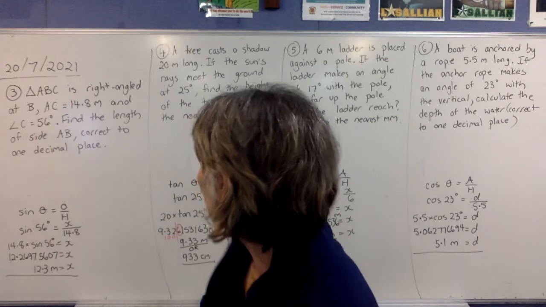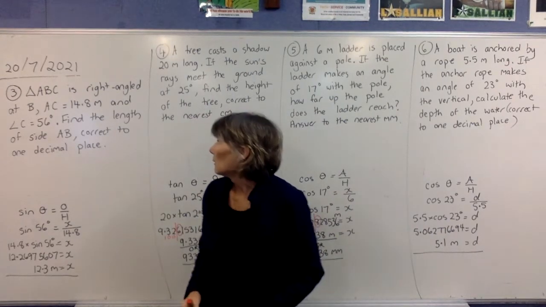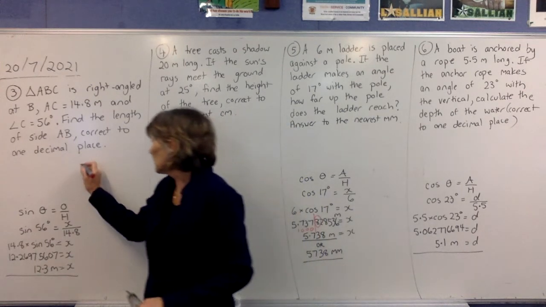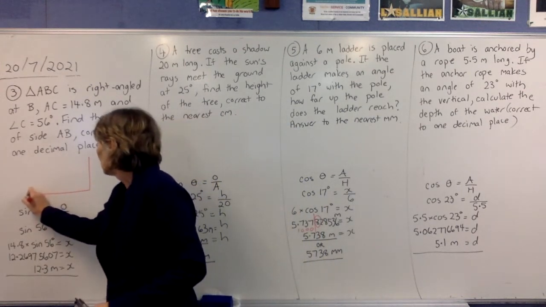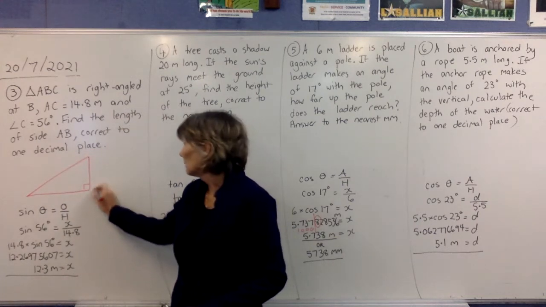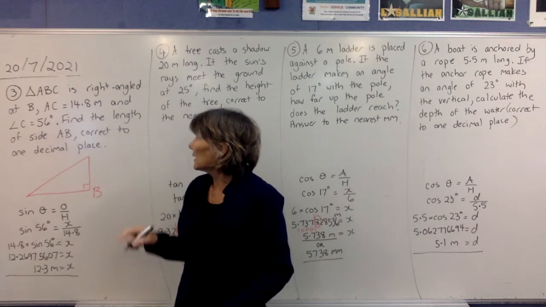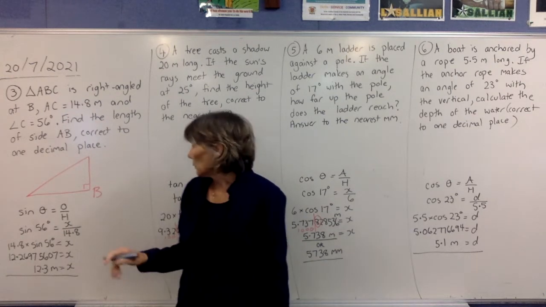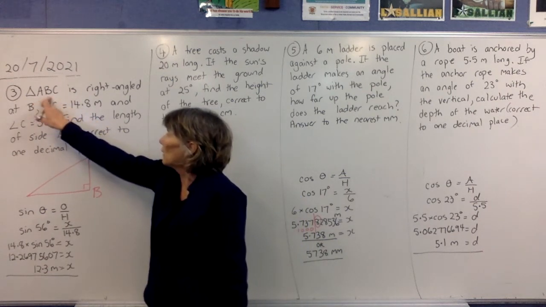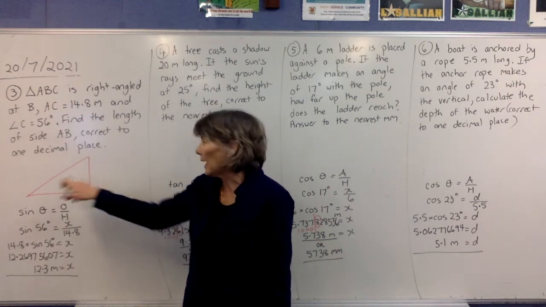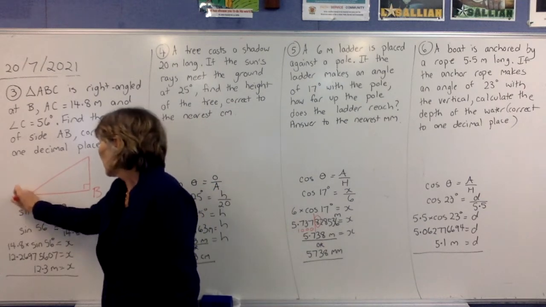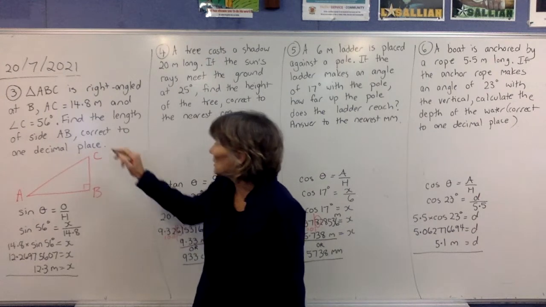Okay, so getting started here with our diagrams, we've got triangle ABC is right angled at B. So that means we've got a right angled triangle, and it's right angled at B. Then it says AC equals 14.8 metres. Well, you go, I don't have anything else on there. But remember they told you it's triangle ABC. You've got the B there. The A and the C, it doesn't matter where they go, as long as they're there. So I'm going to put the A here, the C here, and now we'll do the rest of it.